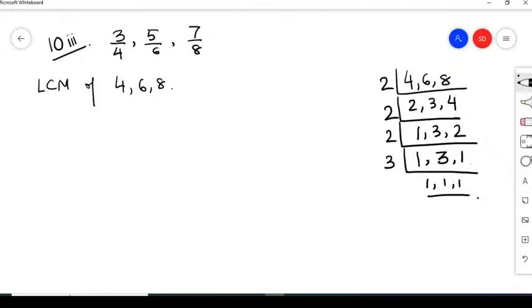So what is the LCM? The LCM is 2 fours are 8, 8 threes are 24. So we have to change all the 3 fractions into equivalent fractions whose denominator is 24. I'm giving you some time. You do it and let me know over your live chat.